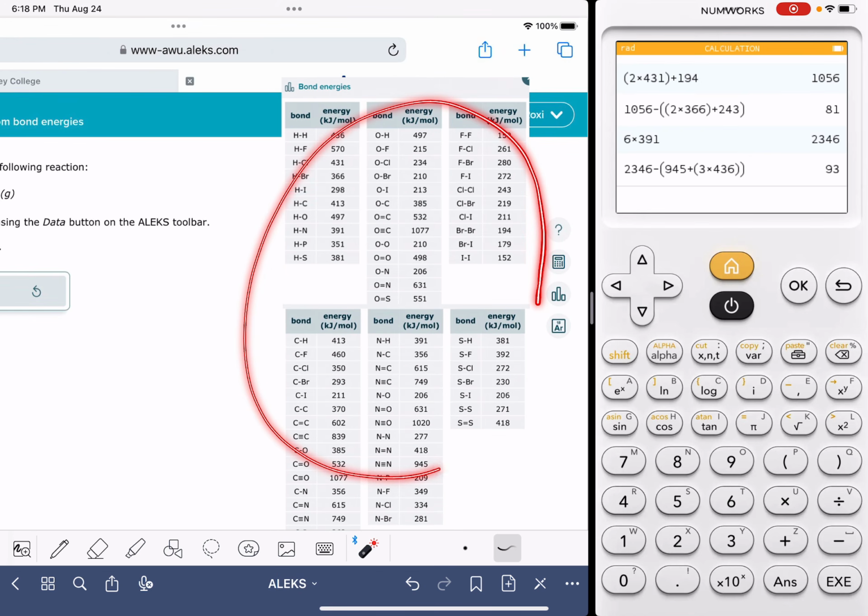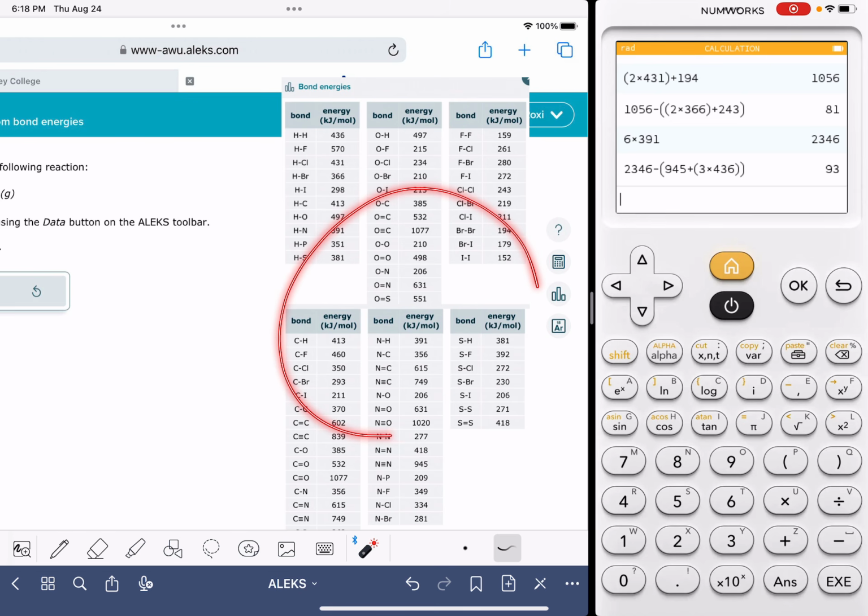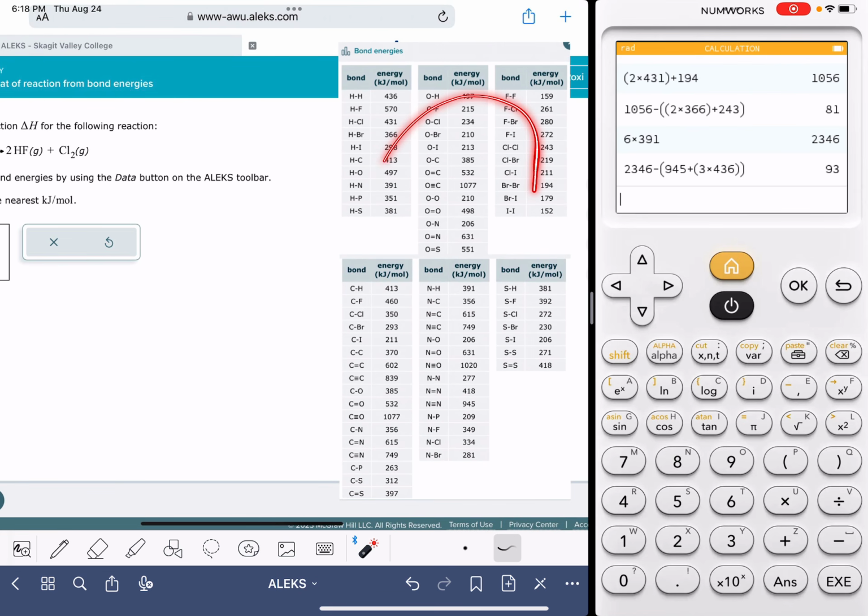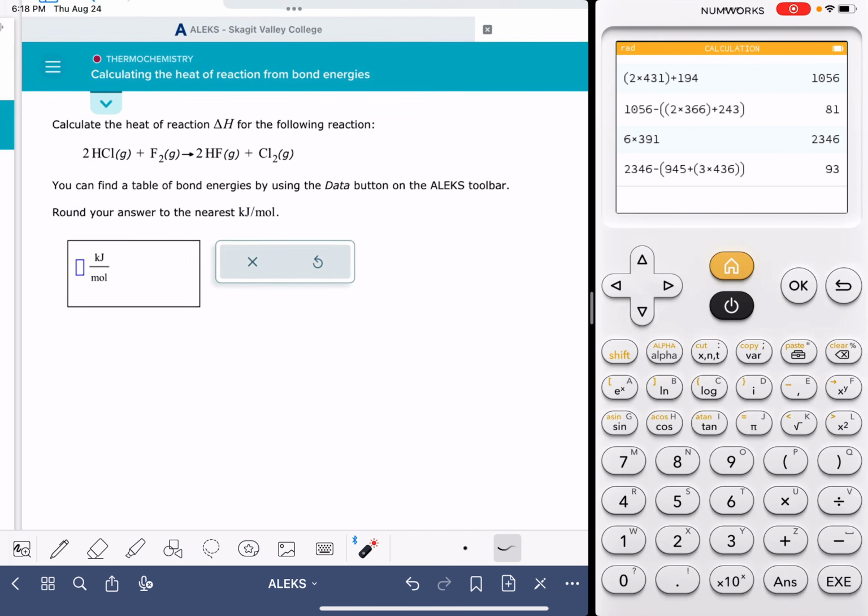I just went ahead and cut and pasted that bond energy data table into this screenshot so that it's handy for us as we work on this problem.